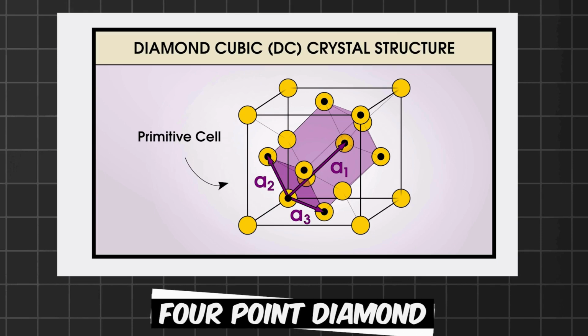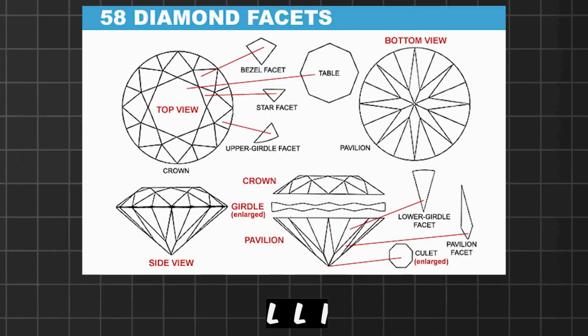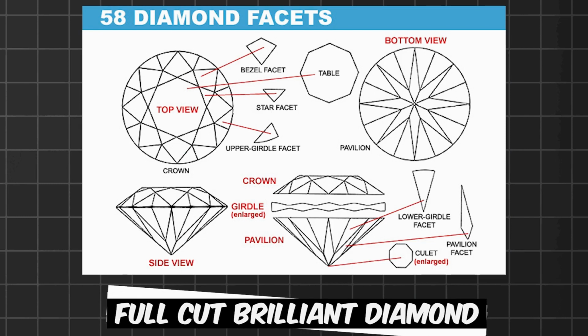These are diamonds that have a cubic face as a table. Full cut brilliant diamond. This is the correct name for a brilliant cut diamond with 57 facets, and 58 facets including the culet.